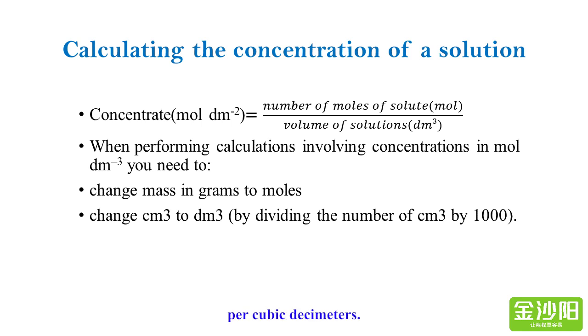We use the terms concentrated and dilute to refer to the relative amount of solute in the solution. A solution with a low concentration of solute is a dilute solution. If there is a high concentration of solute, the solution is concentrated. When performing calculations involving concentrations in mole per cubic decimeter, you need to, Step 1, change mass in grams to moles, and Step 2, change cubic centimeters to cubic decimeters by dividing the number of cubic centimeters by 1,000.